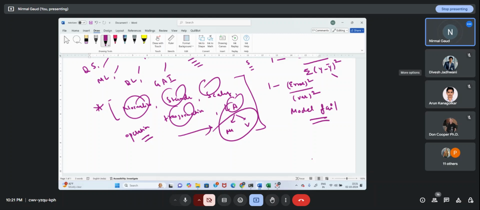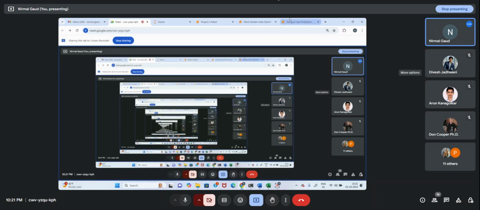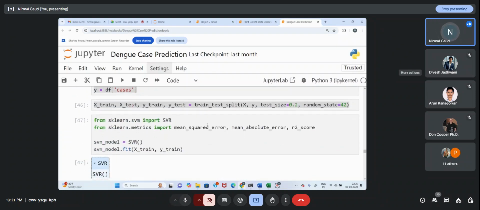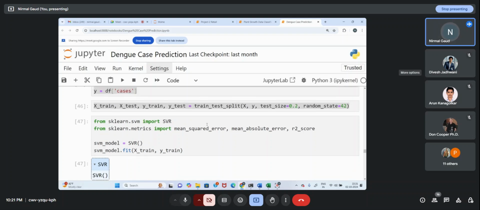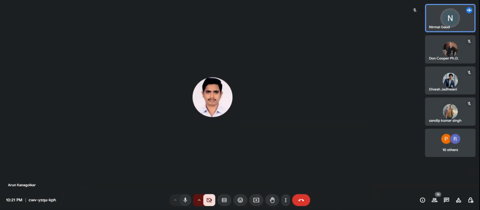Okay, fine. So that's the scenario. I am left with the model development part. Here I scaled my continuous features and I put in my support vector regressor and other algorithms. Okay, so I want to close.